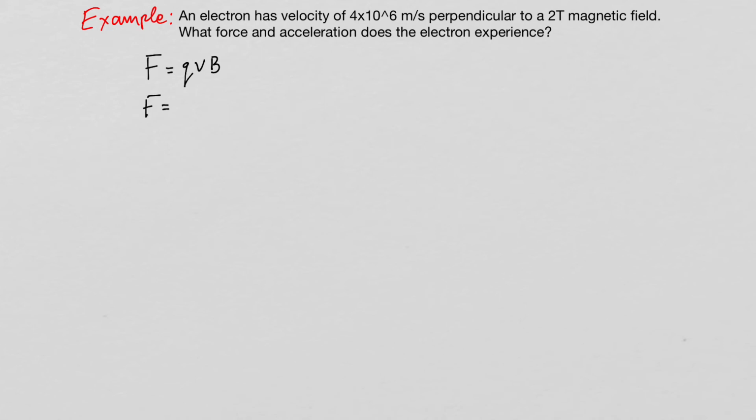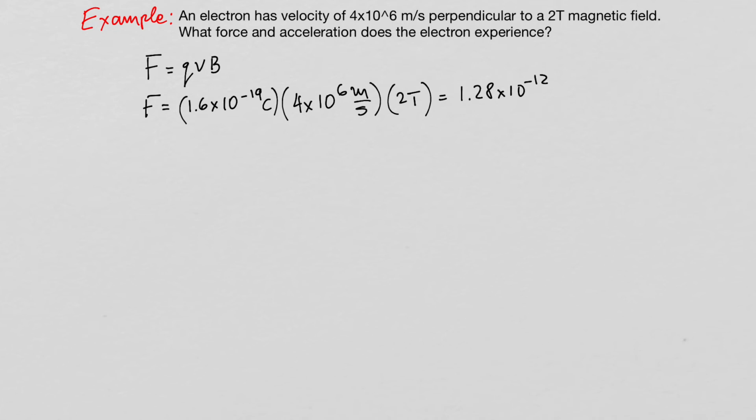So substituting the values provided in the problem and remembering that the charge of the electron is 1.6 times 10 to the negative 19 coulombs, I get 1.6 times 10 to the negative 19 coulombs times 4 times 10 to the 6th meters per second times 2 Tesla. That is equal to 1.28 times 10 to the negative 12 newtons.